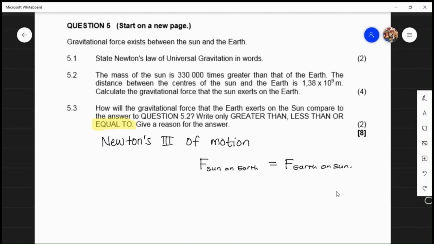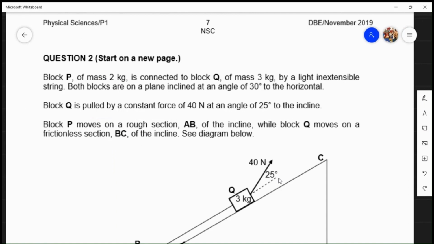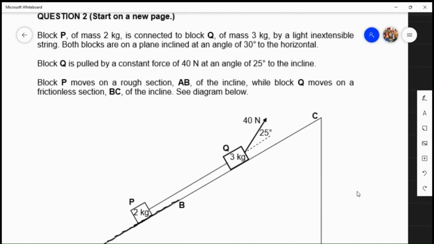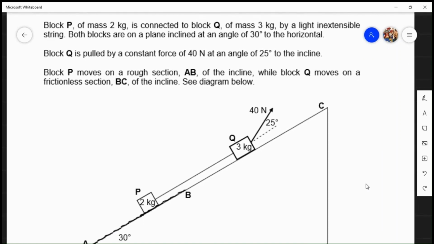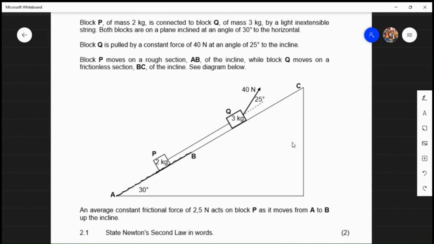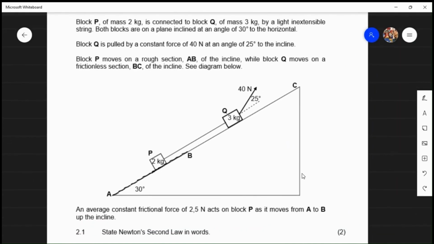Now let's have a look at our next question. Our next question is from a November grade 12 2019 exam. So we have question 2 that reads as follows. Block P of mass 2 kg is connected to block Q of mass 3 kg by a light inextensible string. Both blocks are on a plane inclined at an angle of 30 degrees to the horizontal. Block Q is pulled by a constant force of 40 newtons at an angle of 25 degrees to the incline.